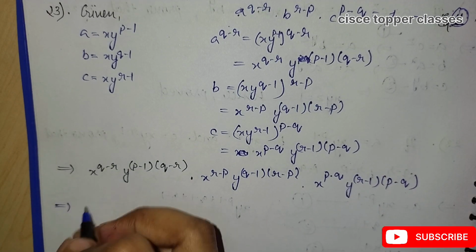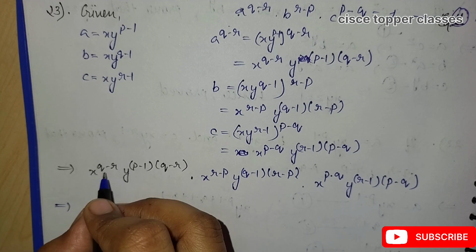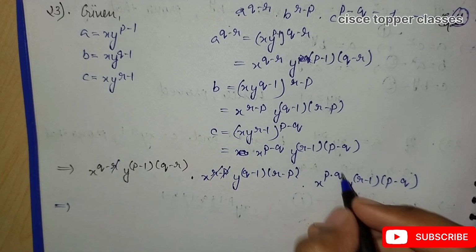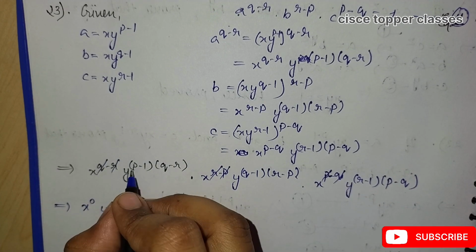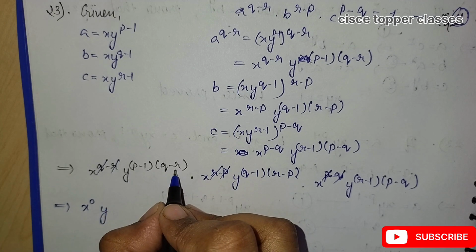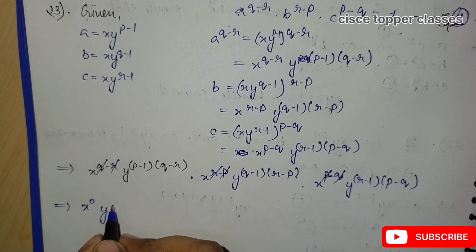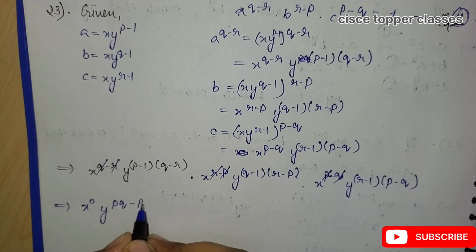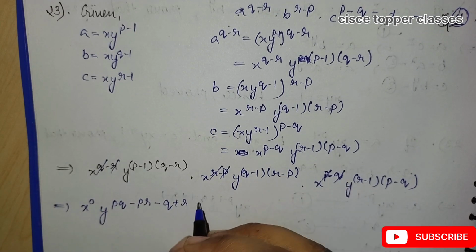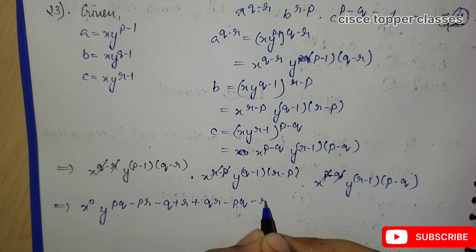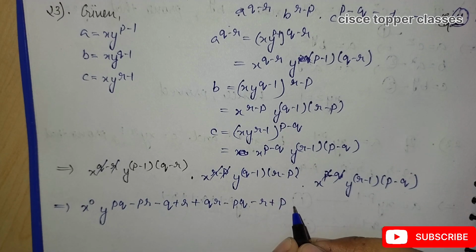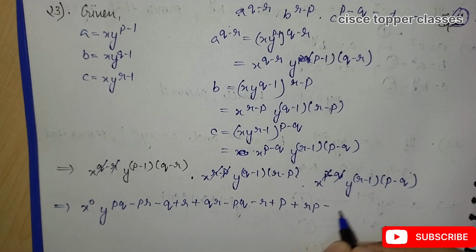So we can simply write this part as, firstly, we will add the powers of x. On adding, p will cancel out and q will cancel out. It will be x to the power 0. Here also y to the power p minus 1 into q minus r, so we can write this as pq minus pr minus q plus r, plus adding the powers of y, qr minus pq minus r plus p, and here plus rp minus rq, again minus p plus q.